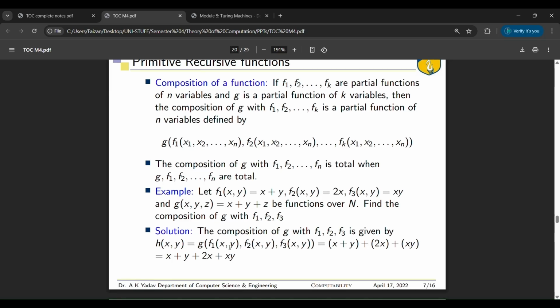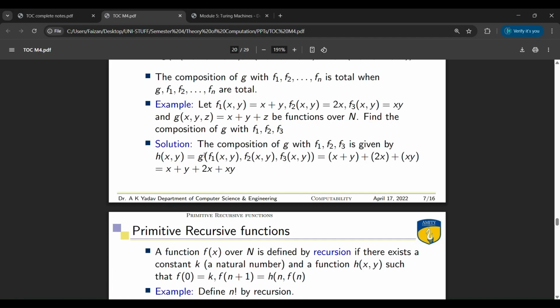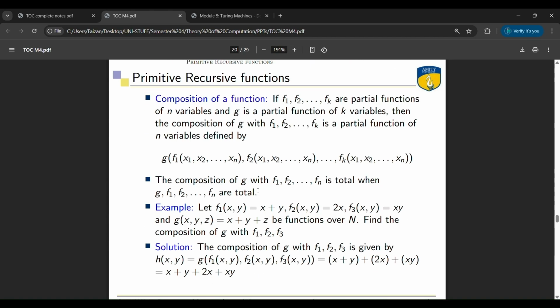Again, you have to remember that you will drop z, because the number of variables will be based on f, not g. So g has k variables, and you'll have k functions inside it. g had 3 variables, so you'll have 3 f functions instead, and the variables will be x, y, for each. So you just replace them inside, you replace the functions, and that's how you get the output.